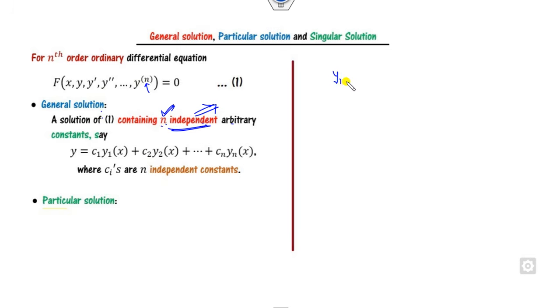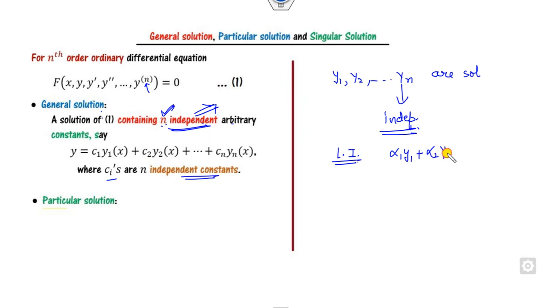So if I consider y1, y2 up to yn as my solutions, and they must be independent, then the linear combination of them is called the general solution, where the ci's are my n independent constants. How can you prove whether they are linearly independent or not? We all know that if I multiply with alpha 1, alpha 2 and so on, and if you prove that each of the alpha i is 0, that means this set, that is y1, y2 and so on, is linearly independent.